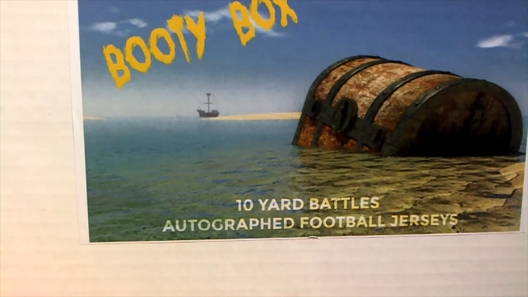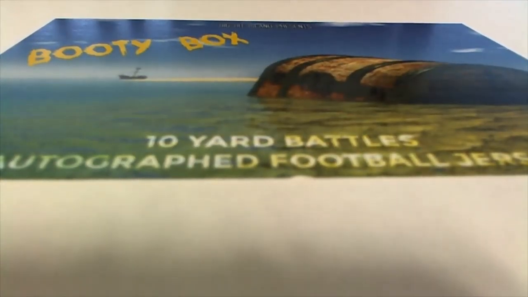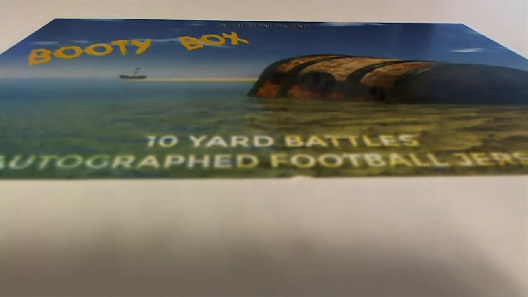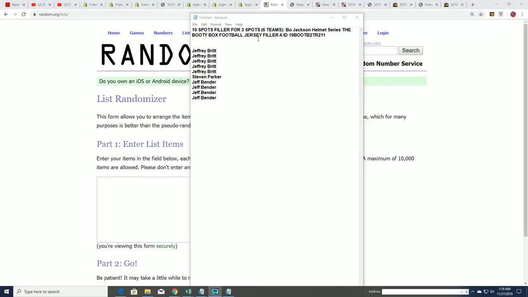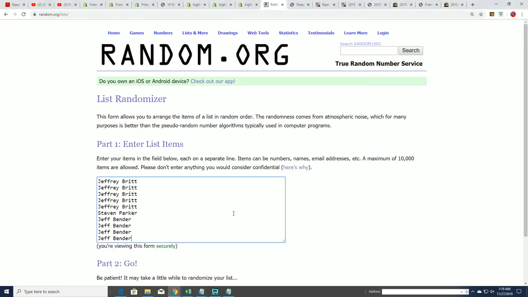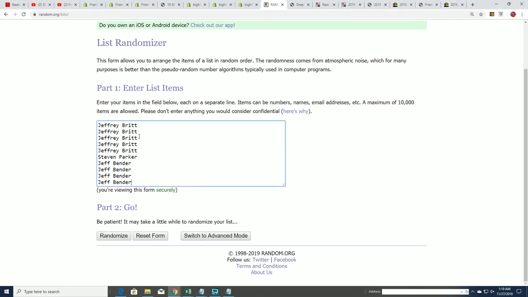This is a 10 spot filler happening, where three owners will get a team for dirt cheap in this autographed jersey break. And we're about to find out who gets those teams. If your name's in the top three after seven times through the randomizer, then you're going to score your spot, which is actually worth two teams for dirt cheap.